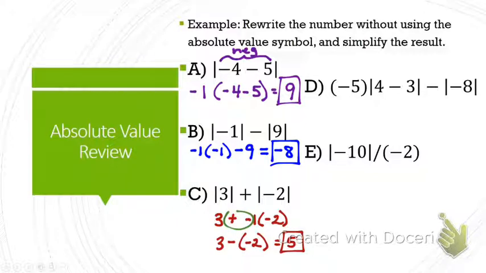How would I rewrite part D? -5 parentheses 4 minus 3 minus -1 times -8. Yes, that would absolutely be one way to do it. You could clean it up from there if you wanted to. You could have -5 times parentheses 4 minus 3 plus, and then in parentheses -8. That would be fine as well. How is this going to evaluate for us? -13.